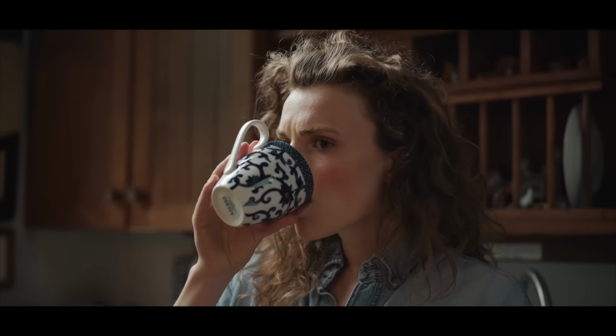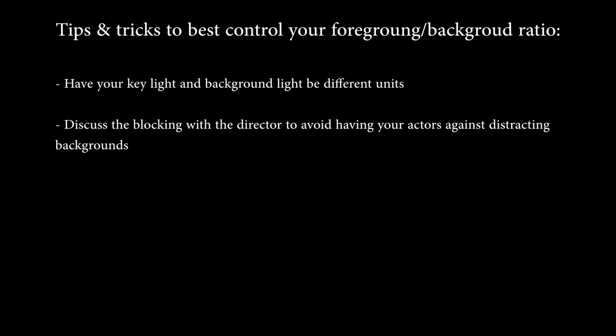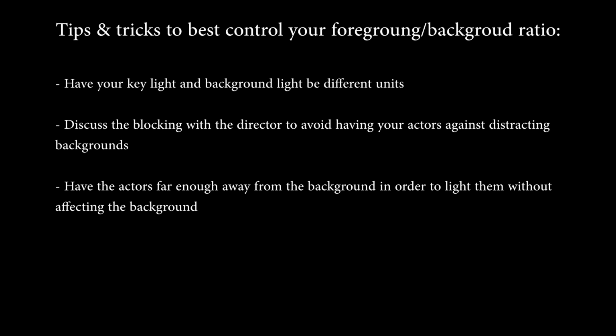There's a few things you can do on set in order to have the most creative control over your foreground to background ratio. First, whenever possible, you should have your key light and the light illuminating your background be separate in order to be able to control their individual intensity without one affecting the other. Second, you can discuss the blocking with the director in order to avoid having your talents land too close to any distracting background, such as bright walls. By having your talents far enough away from the background, it will be much easier to place your light in a way that illuminates them without lighting the background.